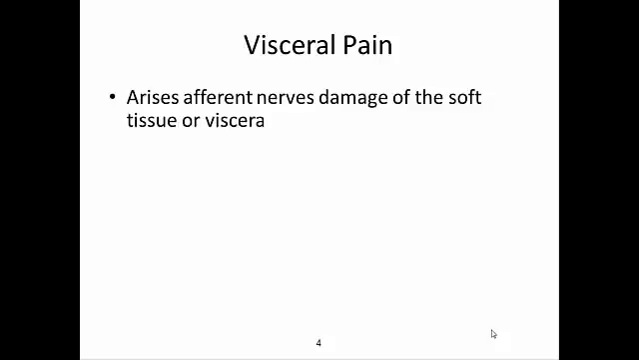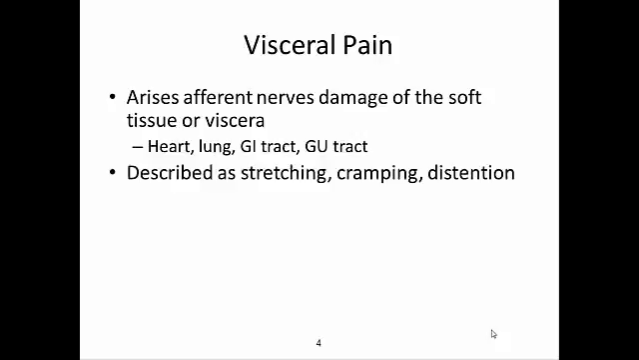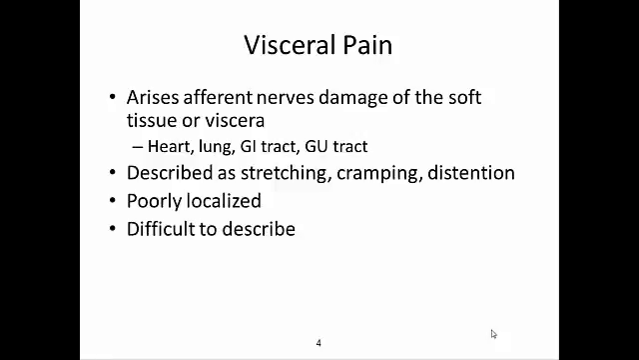Visceral pain arises from afferent nerve damage of the soft tissue or viscera. So we're thinking about damage or injury around different types of organs. So the heart, the lung, the gastrointestinal tract, or the GU tract. And if the patient can describe it, they'll describe it as stretching, cramping, or distension type pain. As you can imagine, this is not external pain, so it's poorly localized and difficult to describe. And sometimes patients may just merely say it's deep, aching pain.